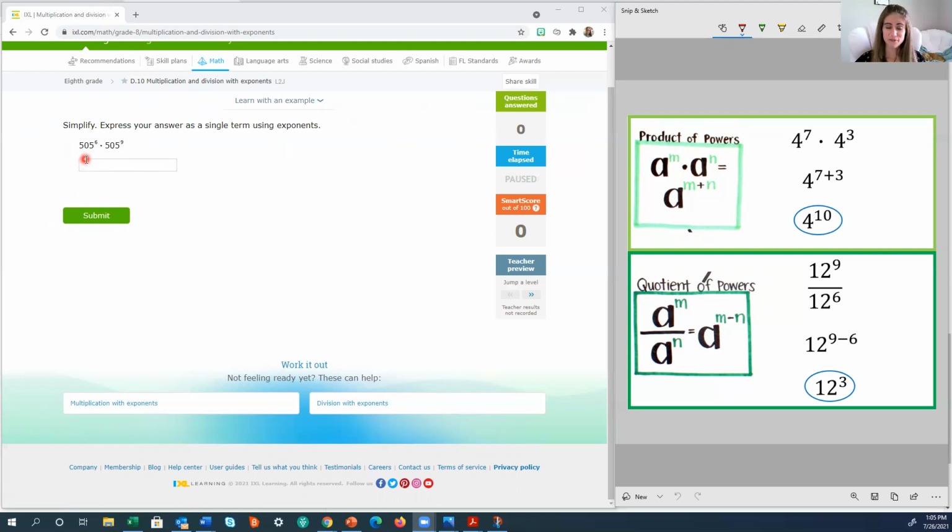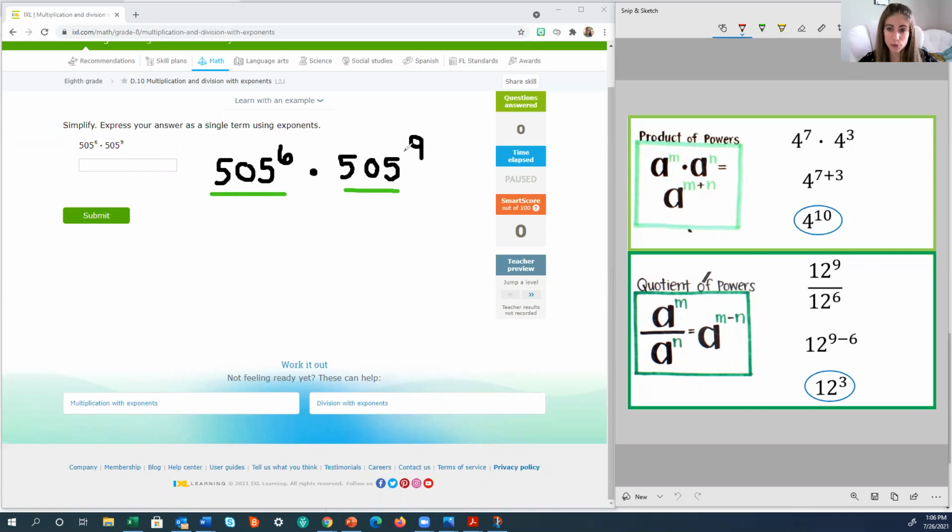We have 505 raised to the 6th power times 505 raised to the 9th. First thing, are the bases the same? Yes, both of these problems, and I'm going to go ahead and rewrite it. So 505 raised to the 6th power times 505 raised to the 9th. Are the bases the same? Yes, our bases are the same, which means I can apply these properties. I can apply these rules.